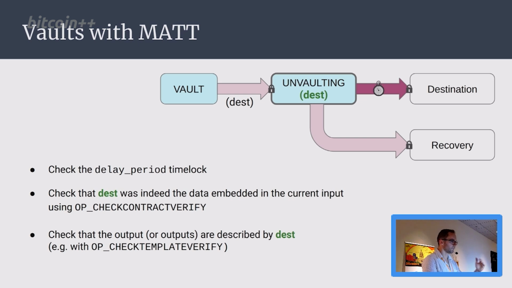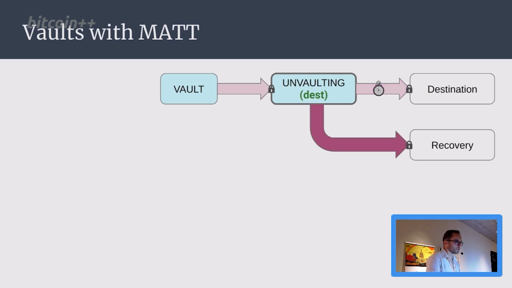And then the final check is that you can check that the output looks like what the destination was describing. In the demo, I did that with check template verify, which is convenient for this. You could do that with TX hash. And you could even do that just with check contract verify by checking each of the outputs you want to check directly. With check contract verify, you would only have one output instead of allowing multiple outputs. And so this is more or less what it looks like.